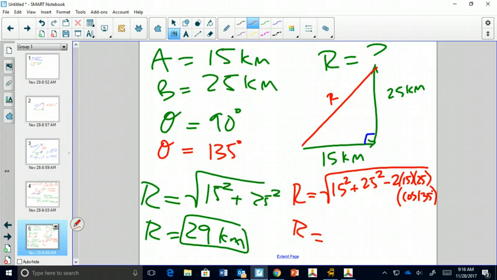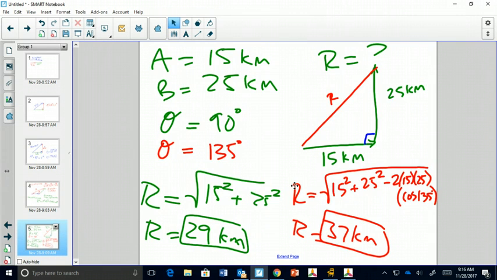37.15? We good there? 37.15? Again, how many significant figures? Should be 2. So we'll round that to 37 kilometers. I'm going to see if I can't make this work. Nope, I can't. Are you comfortable that that makes sense?